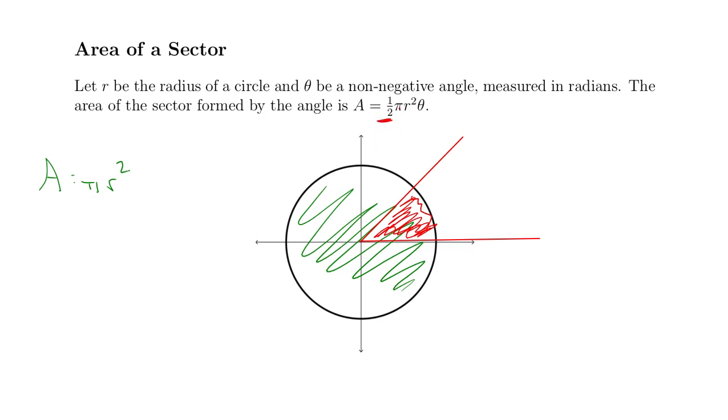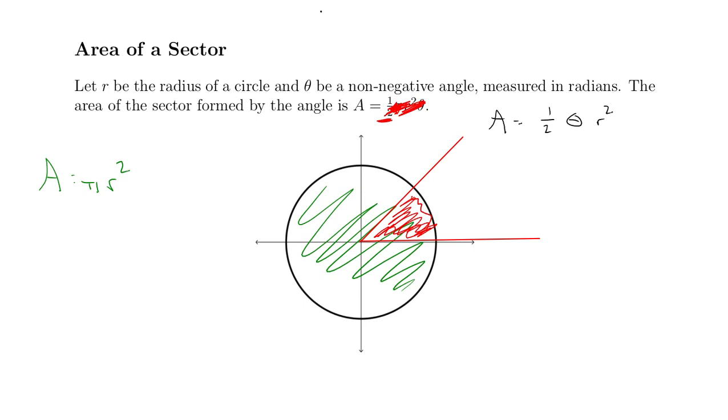Oh, I've got something wrong here, I think. Yeah, that's supposed to be gone. Let me rewrite this. So this is actually supposed to be, our area is going to be half of theta r squared. There we go. So if we put in 2 pi for theta, we're going to get half of 2 pi r squared. The half and the 2 will cancel out. We just end up with pi r squared the way that we normally would.